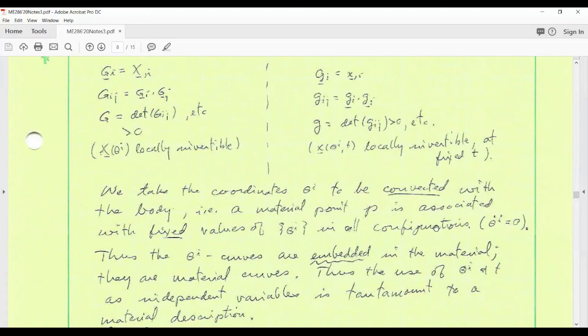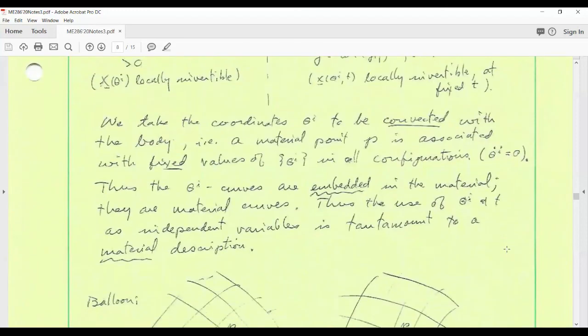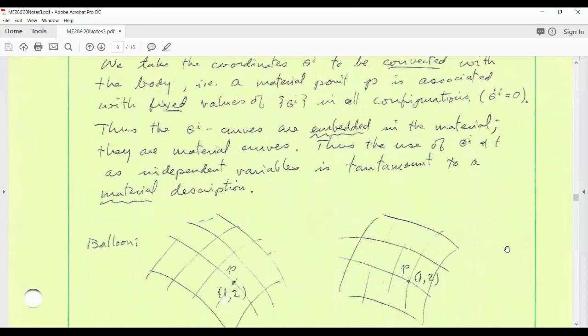Okay, so in particular, when we take a material derivative of something, we're fixing attention on one material point. That means the convective coordinates are fixed when we take the material derivative. So the convective coordinates have zero material derivative. Okay. And these curves, as I already mentioned, are embedded in the material as material curves.